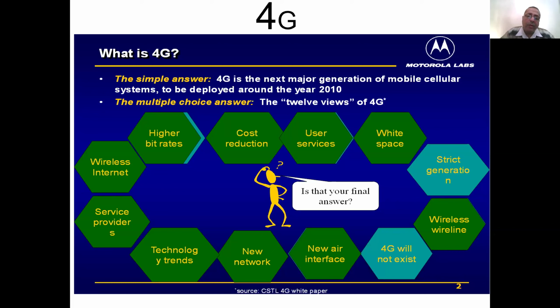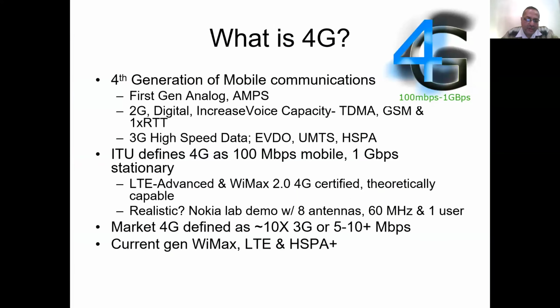And for this, we moved from 3G to 4G. Now 4G is called the fourth generation. It is the next major generation of mobile cellular systems, which started around 2010. Now you can see the difference between 4G and 3G. There are several views of 4G. Number one, it supports higher bit rates, naturally. Number two, cost reduction. Then, depending upon the user, we can support certain services. Then it has wireless and wireline, a new air interface, and technological trends as per the requirement. Service providers are there. So many features support the fourth generation, right?